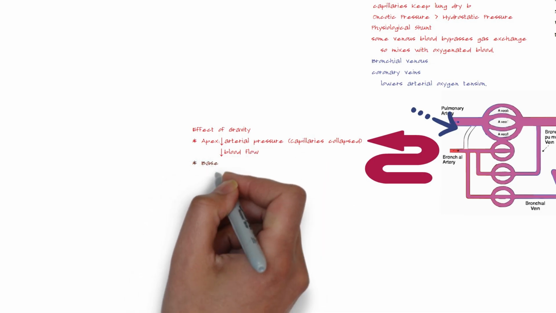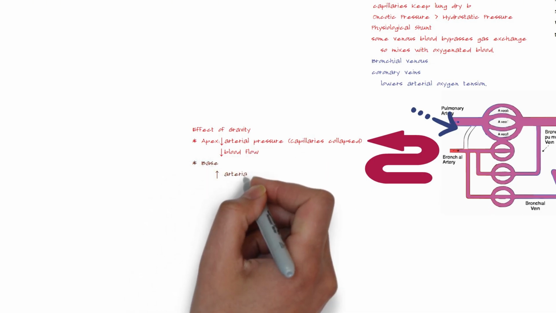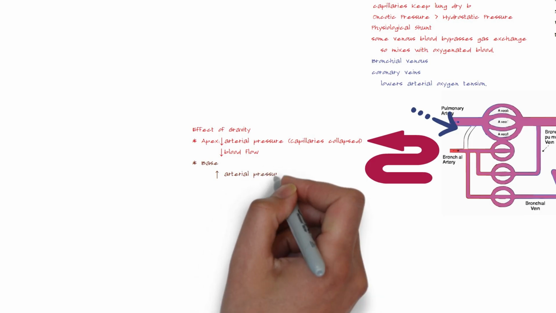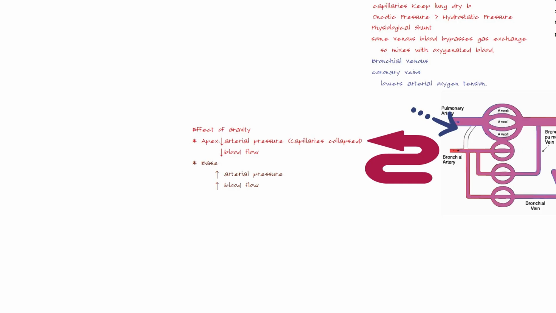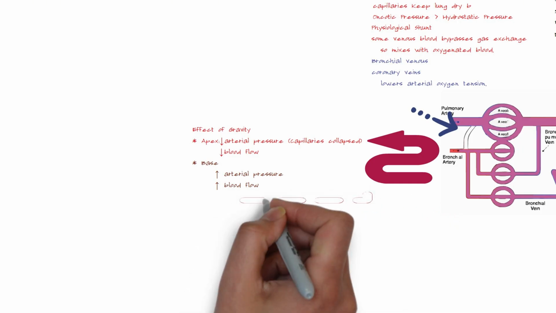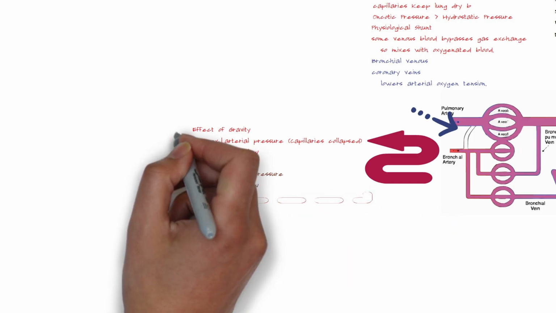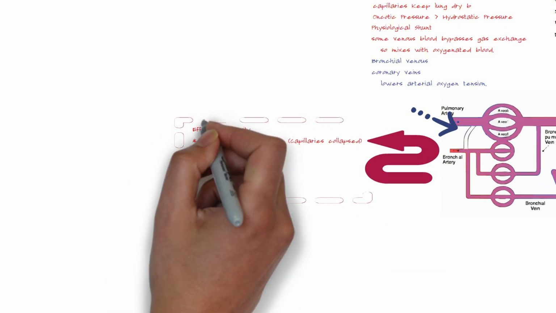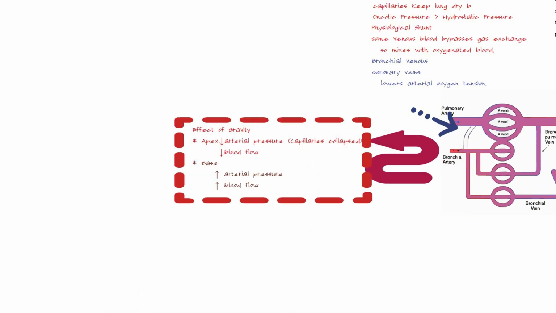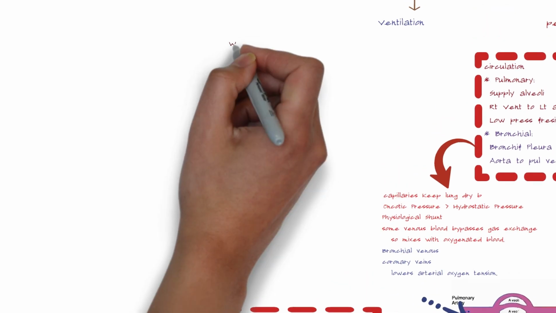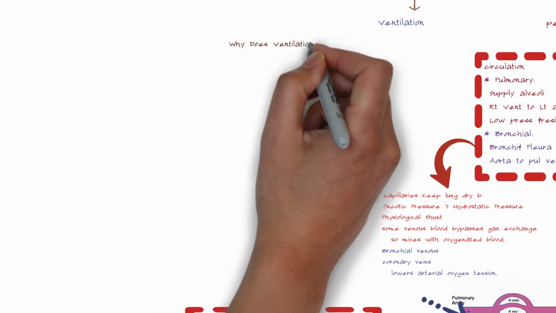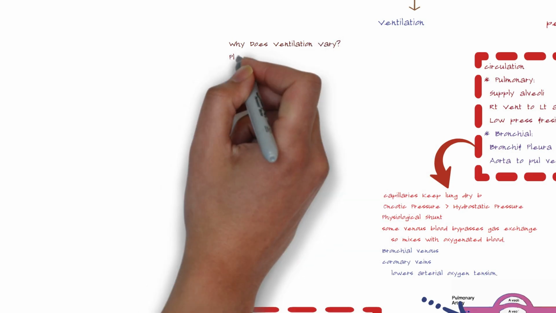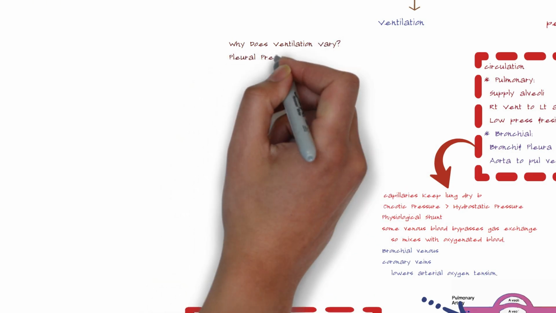While the apex has low arterial pressures, so the capillaries collapse and blood flow decreases, the base has high arterial pressures and the blood flow is much more than at the apex, and this is mainly due to gravity. Regarding the ventilation, it is the same. The ventilation differs between the apex and the base, and this is also due to gravity.